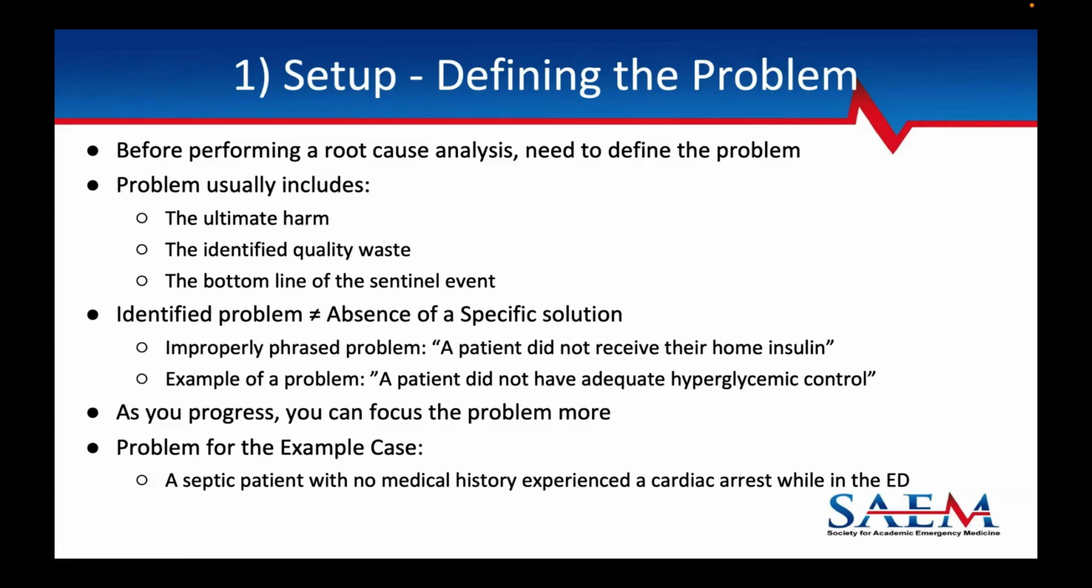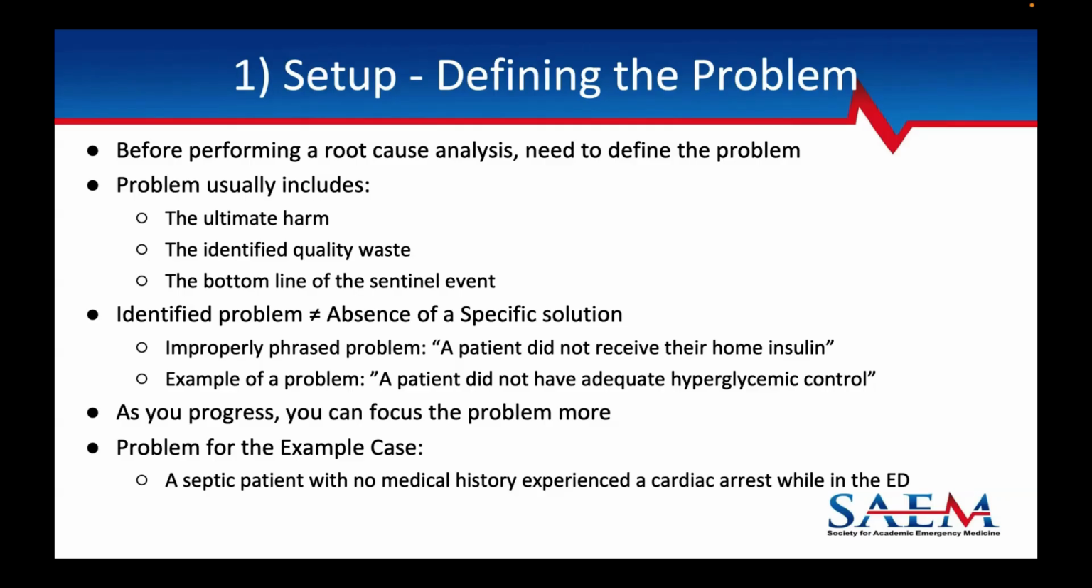This is always something that really is the make or break part of it, because sometimes it can set your tone in a different direction. So the problem is the ultimate harm, the identified quality waste. Lean Six Sigma has many different forms of waste. Obviously, cardiac arrest in our example is very much a waste. It's very much a harm that could have been prevented. But there are other things like wait times and overanalysis that you can see on various sources.